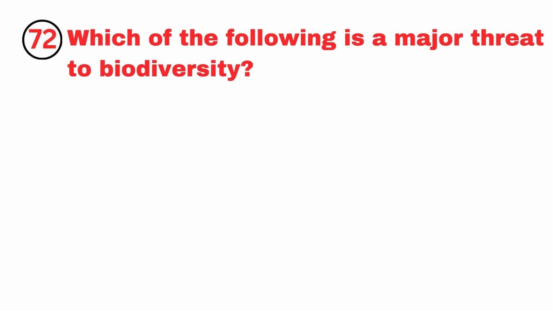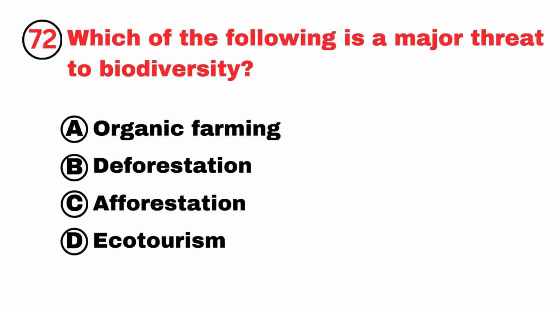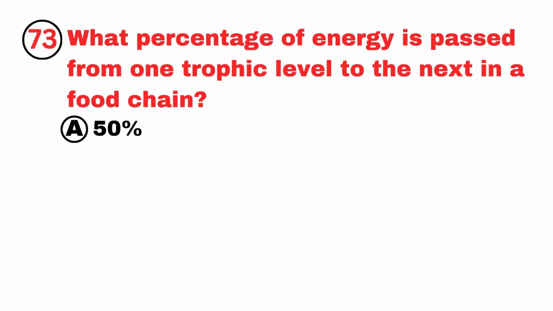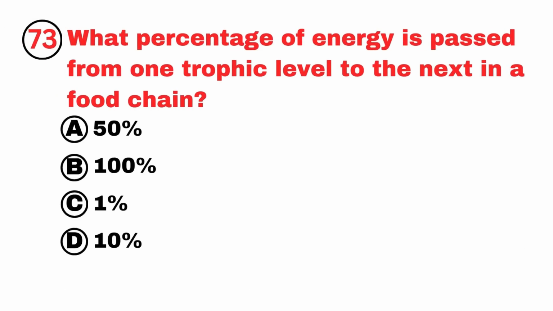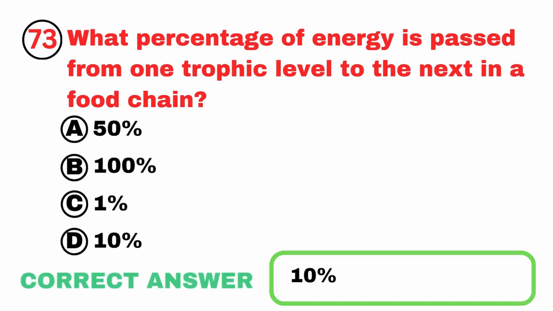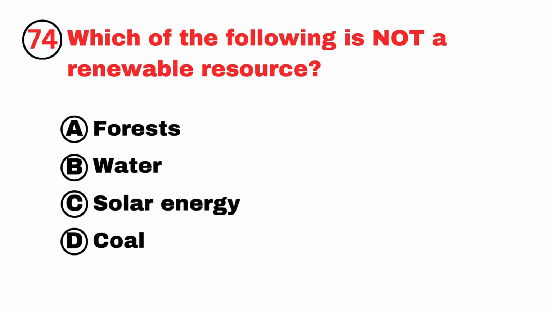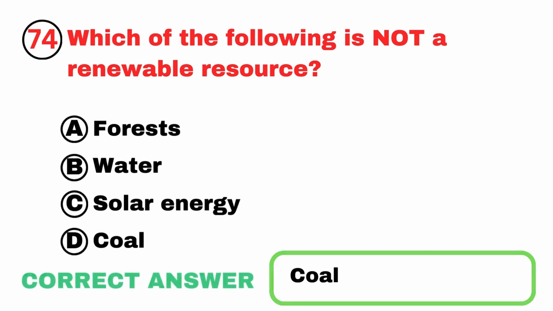Which of the following is a major threat to biodiversity? Deforestation. What percentage of energy is passed from one trophic level to the next in a food chain? 10%. Which of the following is not a renewable resource? Coal.